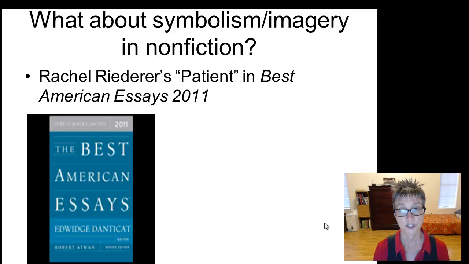But notice, she chose the title, Patient, which is a word that has two meanings. Riederer was a hospital patient for a very long time, and that's what I would call the most fundamental or literal meaning here. But floating up on top of that, or if you prefer, submerged somewhere underneath that, is this other idea of being patient as a personality trait or as a virtue. And under the surface of this essay, Riederer is revealing to us her struggles against impatience and her effort to cultivate the virtue of patience after having something really bad happen to her.